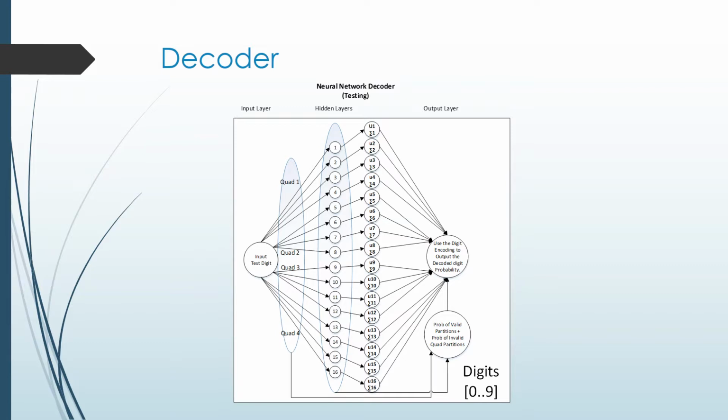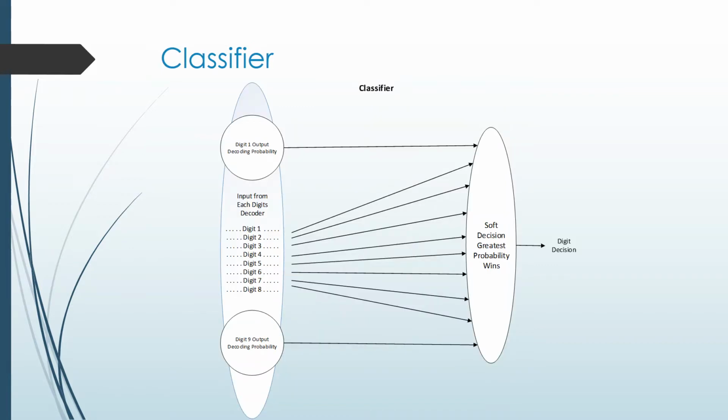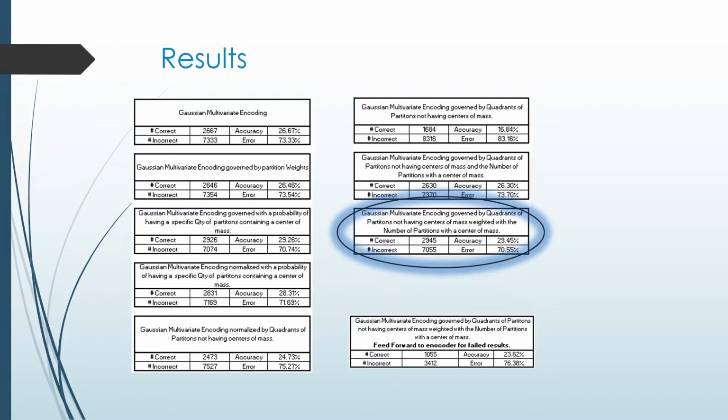And it's going to govern each of the probabilities of those partitions with this governing criteria. And it's going to output a probability for each digit. The classifier is then going to take these probabilities and determine which digit needs to be chosen. So here are the results. This was a disappointing outcome at first glance, but I was able to improve the results by about 3%.